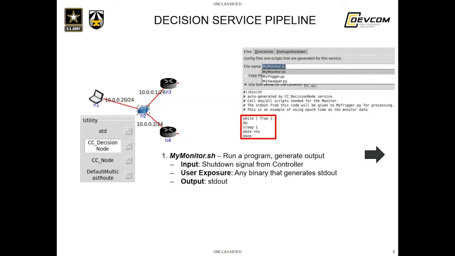The first component in the pipeline is the monitor. In the upper right is the default behavior. It runs a forever loop that prints the current time once every second. The output of this script is sent over to the trigger for processing. In this case, it's just an integer value.